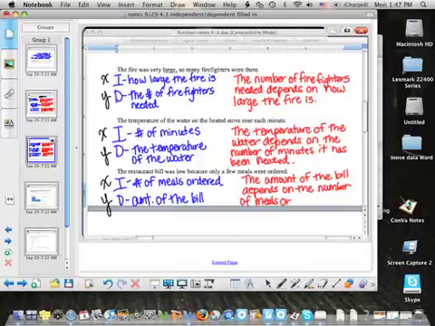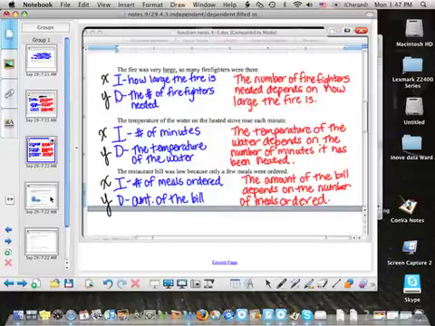For example, in the restaurant bill problem, it says the amount of the bill depends on the number of meals ordered, and I obviously didn't finish that sentence. But that should be like this: the number of meals ordered. That would be your independent and dependent variables put together in a depend statement.